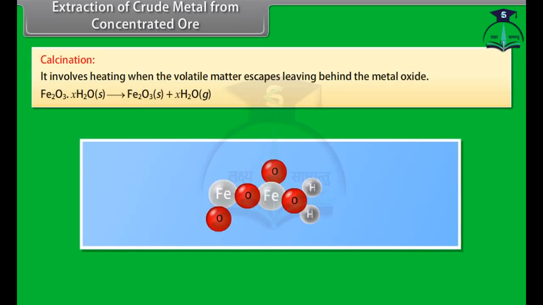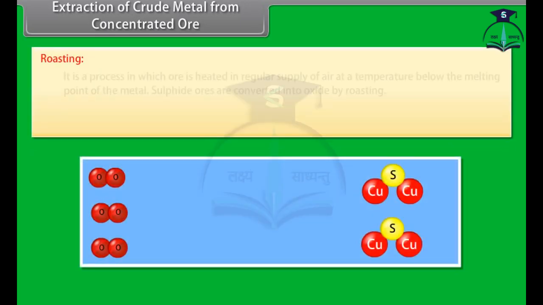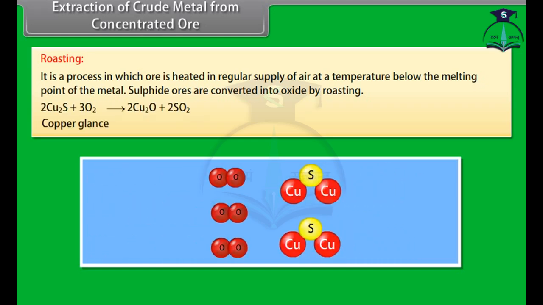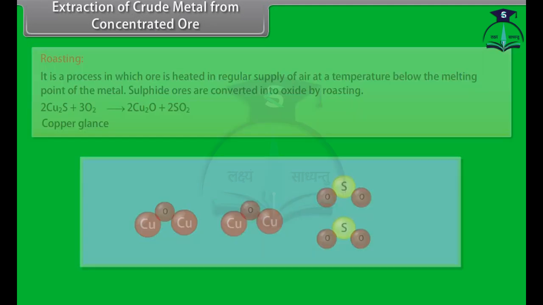Calcination. It involves heating when the volatile matter escapes, leaving behind the metal oxide. Roasting. It is a process in which ore is heated in regular supply of air at a temperature below the melting point of the metal. Sulfide ores are converted into oxide by roasting.